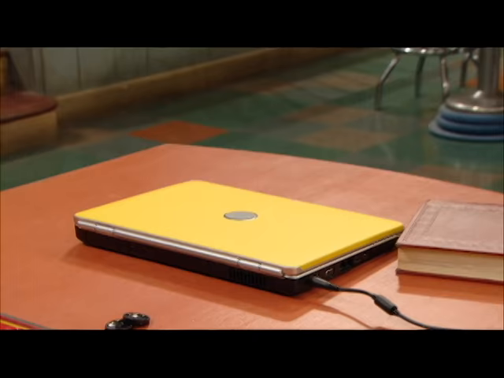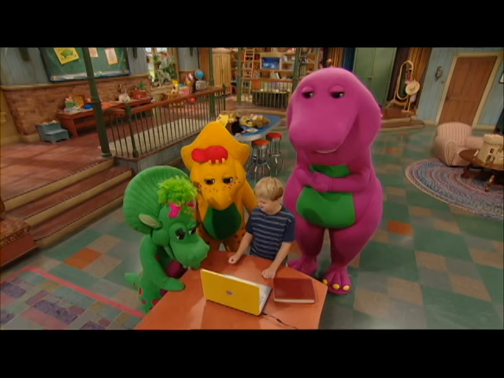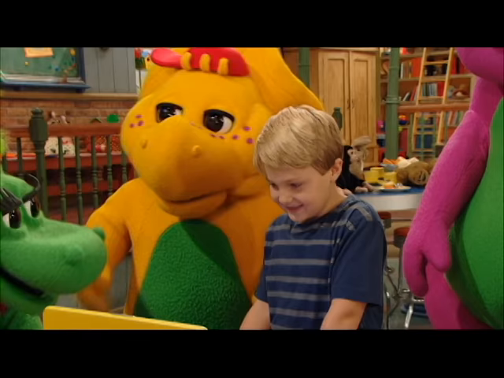There you go. All right. I wonder what happens if I type the word China. China. Let's see. Oh, you found a map of China. Oh, it's a very big country. Oh, and that right there is the Great Wall. It's very old and very long. Whoa, it looks like it goes on just about forever.